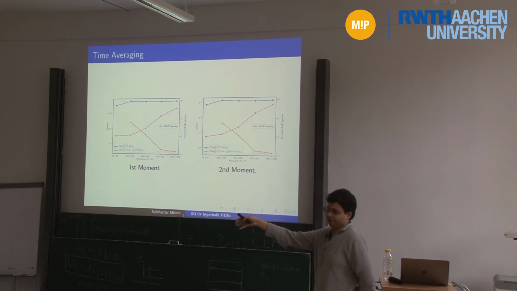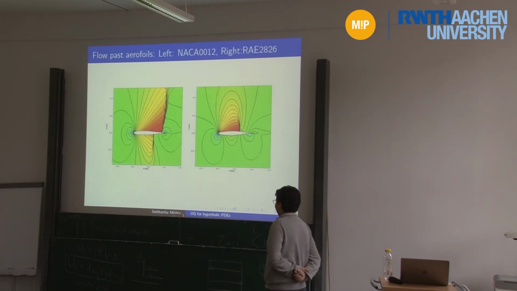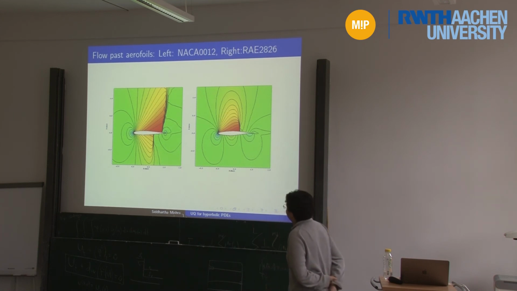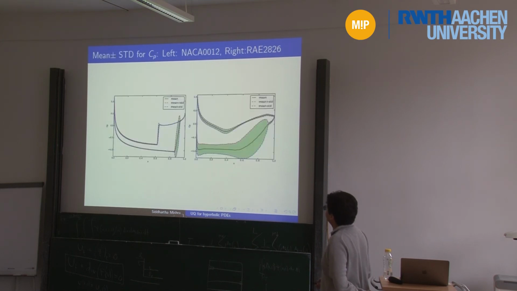So with time averages you do have speed ups, and this makes you think, what if you take very long time averages? This is exactly what we do in aerodynamics, where we compute the lift and the drag for steady state computations, which you can think of as long time averages. So this is a flow past two different aerofoils, NACA 0012 and RAE 2822, and there is a difference in the flow samples. This is the mean of the body forces, the CP values, and you can see the mean plus the standard deviation for the two different aerofoils.